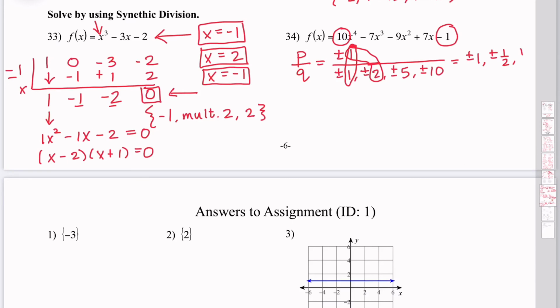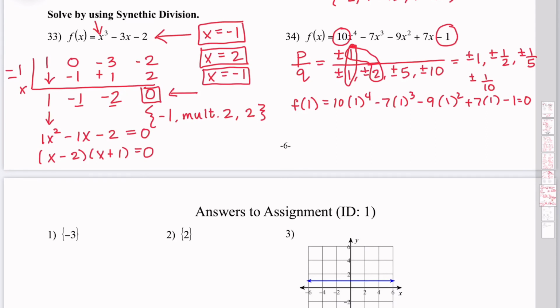So we get plus or minus 1/5 and plus or minus 1/10. We want to plug in these values into our original function and see if it equals 0 before we can use synthetic division to further factor. I'm going to choose positive 1 because it's just the easiest. Plugging in 1 into the function, we get 10 times 1 to the 4th power minus 7 times 1 cubed minus 9 times 1 squared plus 7 times 1 minus 1. And guess what? It does equal 0, which means that 1 is a 0 of this function.